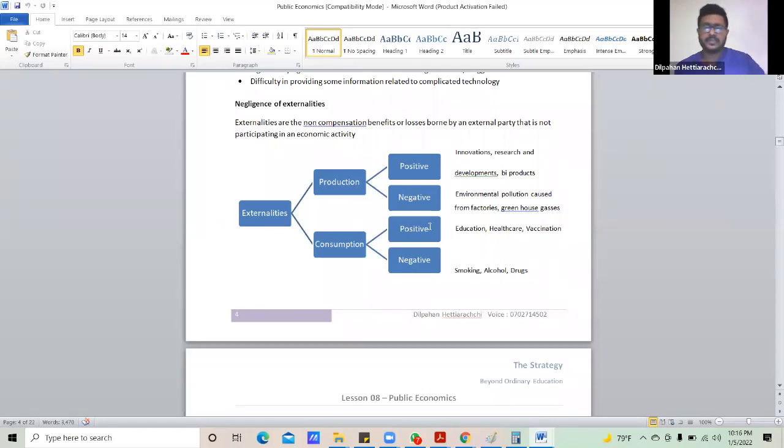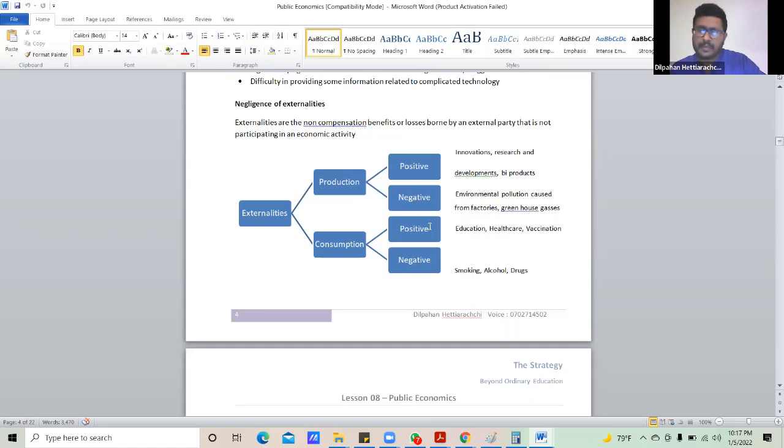So when people consume cigarettes, when people consume alcohol, when people use vehicles with high black smoke from the silencer, right? So when production processes are engaged with environmental pollution, then we can see this external cost, externality, right? Not only external cost, whenever there is an external benefit also, we call it an externality.